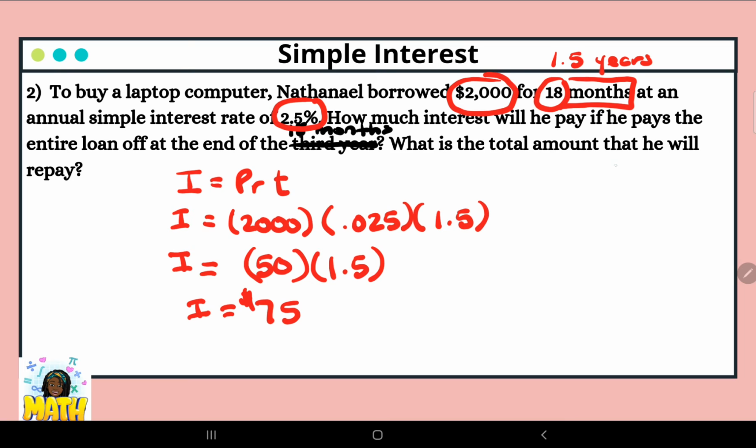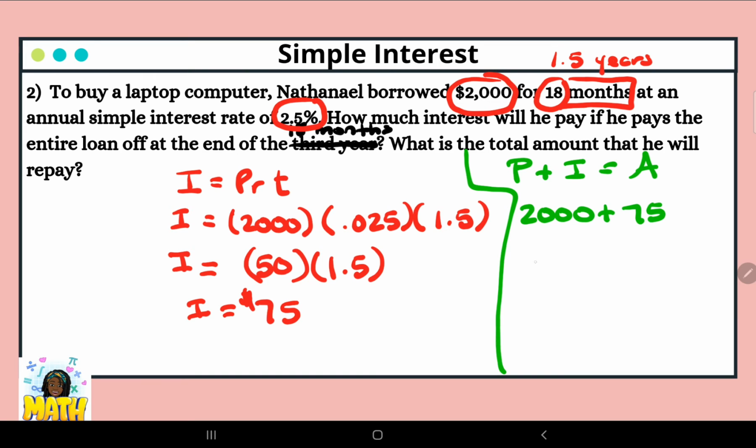It says, what is the total amount? So now we need to add. So we're going to take our principal plus our interest to be equal to the total amount. So the principal is 2,000 plus 75, which is equal to $2,075. And that's our final answer.